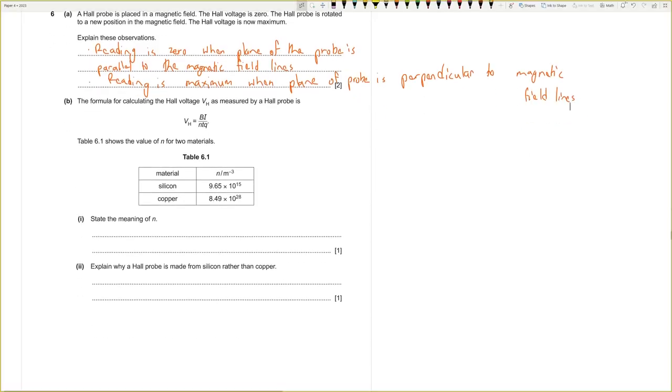Good. State the meaning of n. N is the number density of charge carriers, or the number of charge carriers per unit volume. I is equal to nvQ. You know it from AS.